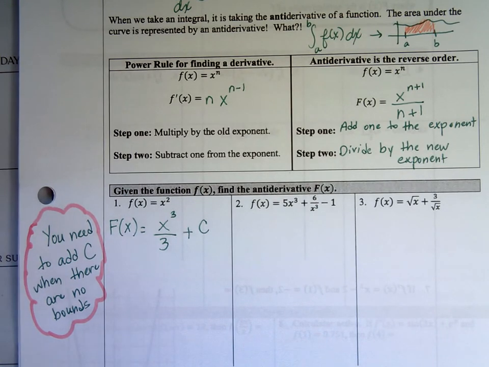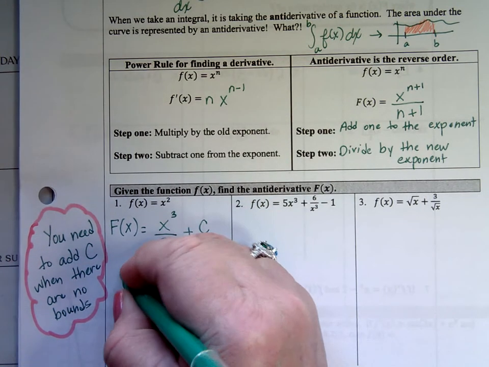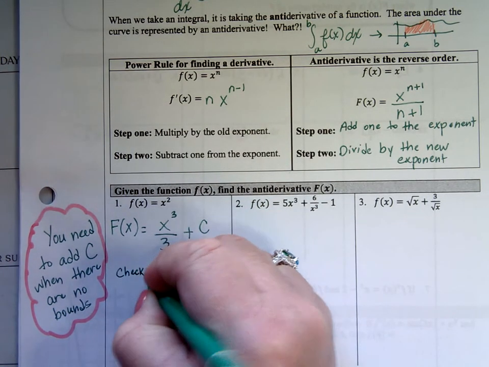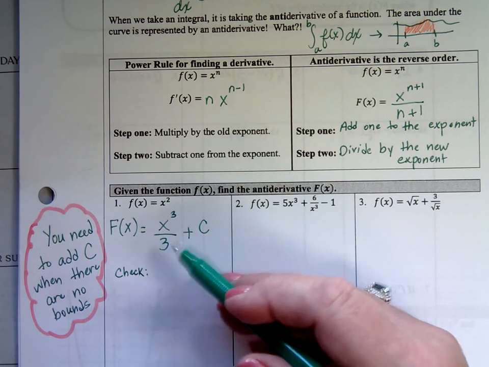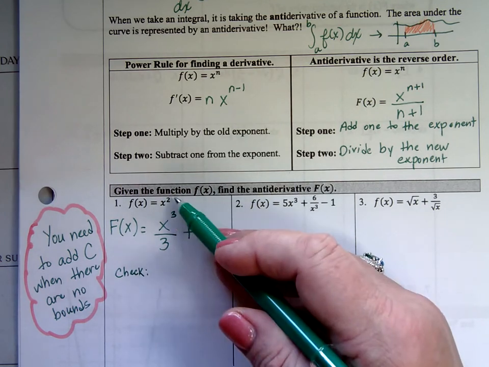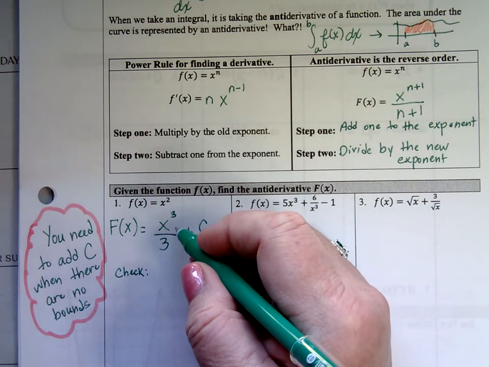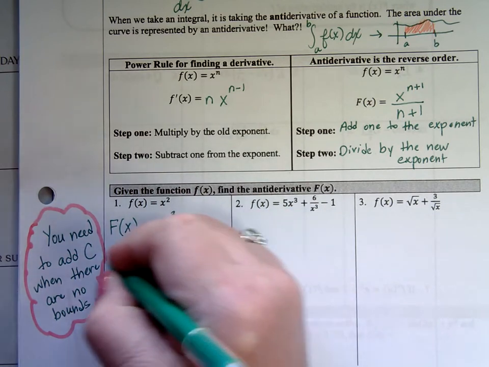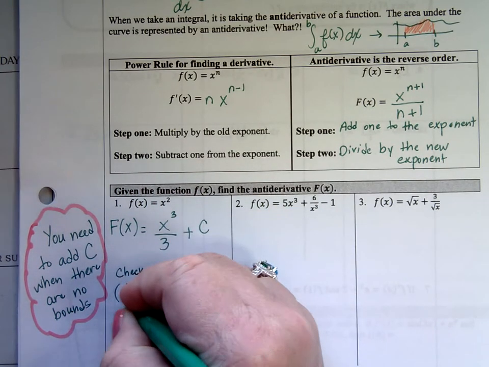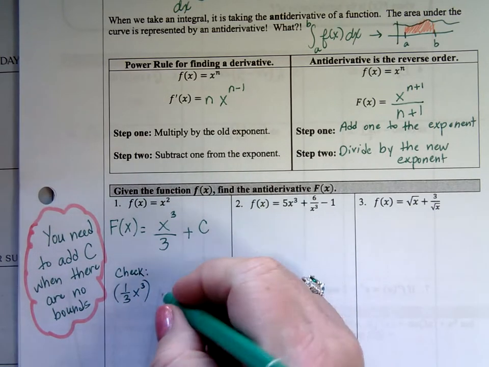And here's why. You're going to check it. We're not going to check these all the time, but this time we'll check our answer. If I want to go backwards from my antiderivative and find the derivative of this, you should end up with the original function. So let's see if that works. If I apply the derivative rule, this is the same thing as 1/3 x cubed, plus c.